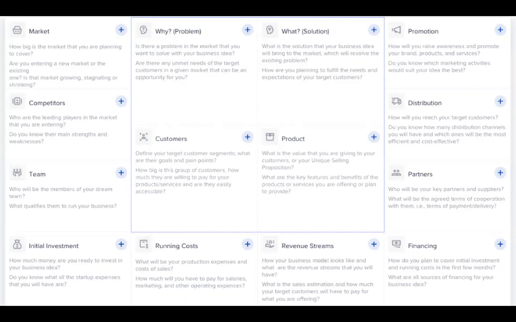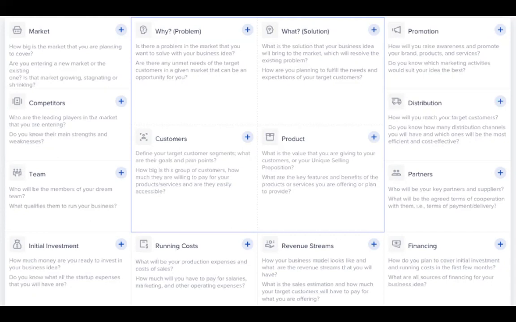Why is saying, is there a problem that you want to solve in your business idea? Are there unmet needs of the target customers in a given market that can be an opportunity for you? You come to solution. What new thing are you bringing to the market to solve an existing problem? How are you planning to fulfill the needs and expectations of your target customers? And one tool you can use to understand the value proposition you are creating, whether it is really new, is it innovative, is the ERCC model. I called it ERCC, and it is: what are you eliminating? What are you reducing?